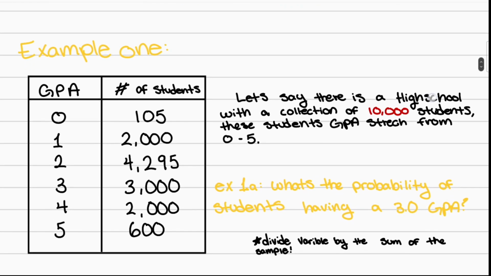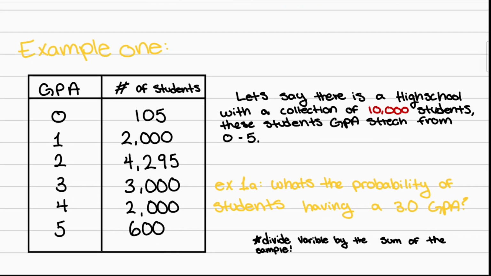So let's do example 1. Let's say there is a high school with a collection of 10,000 students. These students' GPA stretch from 0 to 5. So here we have the GPAs, which are 0, 1, 2, 3, 4, 5, and the number of students that should add up to 10,000. Now we're going to try to figure out the probability of a student having a 3.0 GPA. What you're going to do is divide the variable, which is the 105, 2,000, and so on, by the sum of the sample, which is 10,000. I'm going to give you a moment to figure it out, and then we'll reconvene.